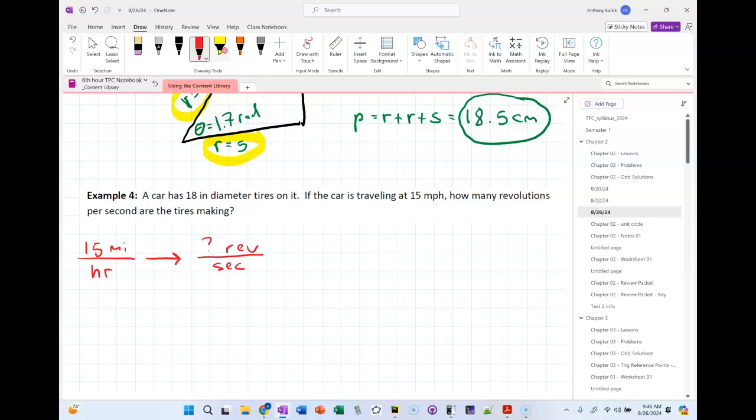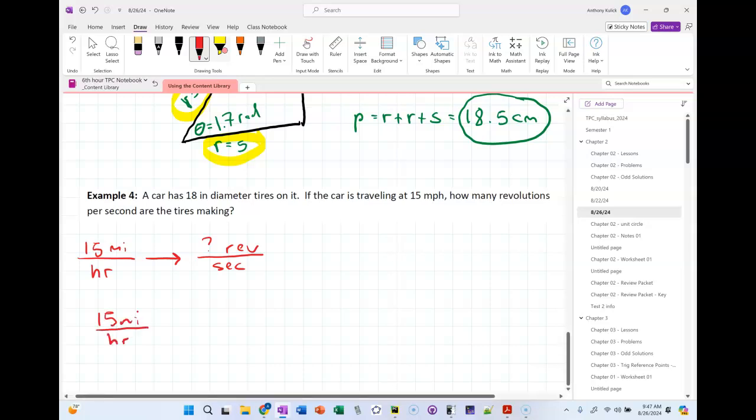So what I'm going to do is we'll start with our speed, 15 miles per 1 hour. And I want to start by converting at least hours to seconds, right? Because I know that unit needs to be in seconds right away. I can see that pretty clearly. So let's do that to start with.